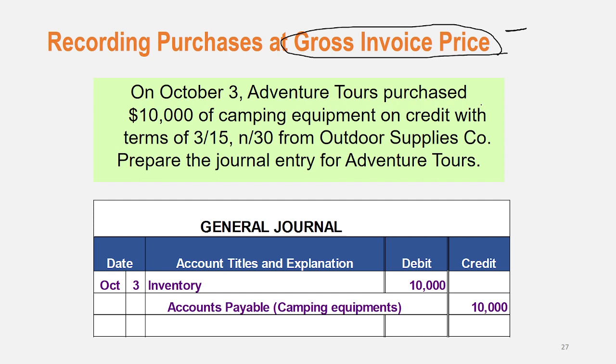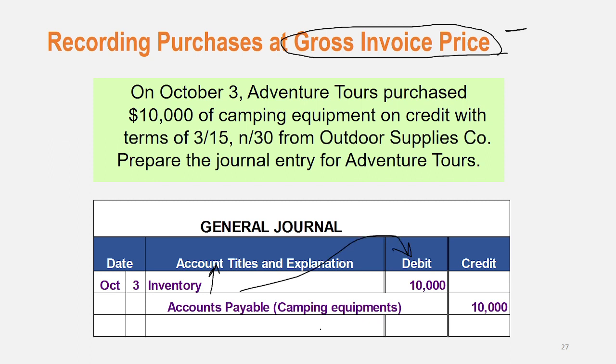So the accounts payable and inventory accounts are considered. The inventory account represents the assets a company holds for sale to customers, and in this case Adventure Tours is acquiring camping equipment from Outdoor Supplies Corporation. Therefore, we debit the inventory account to increase its balance by the value of the camping equipment purchased, a total of $10,000. The inventory account belongs to the assets, and an increase in inventory is considered a debit.